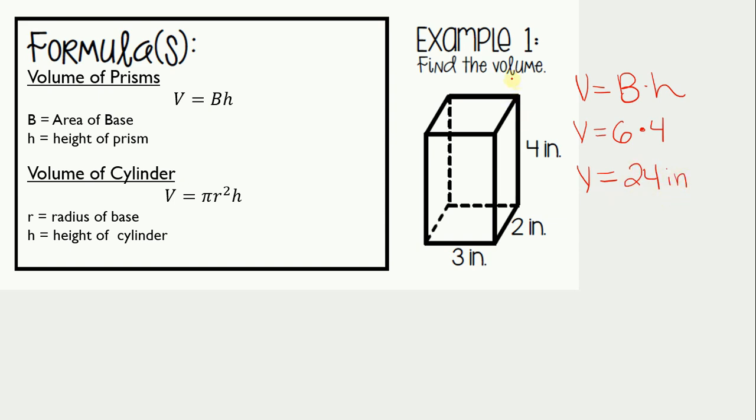Now, since it's volume and you're talking 3 dimensions, you are going to be using now cubed for a label, not just squared. So cubed is now your label on all of your volume problems.